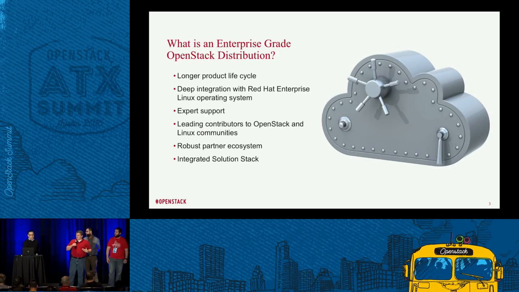At the same time, there's a deep integration with Red Hat Enterprise Linux. That co-engineering between OpenStack processes and the Linux kernel is critical to OpenStack functionality. And Red Hat has been one of the leading contributors to both OpenStack and Linux communities for years, as well as Rackspace. And that fills in our expert support. In addition, we have a robust partner ecosystem, hardware, software, ISVs, systems integrators, just across the board, and it really allows Red Hat to produce a very integrated solution stack that's certified, hardened, and proven to work.